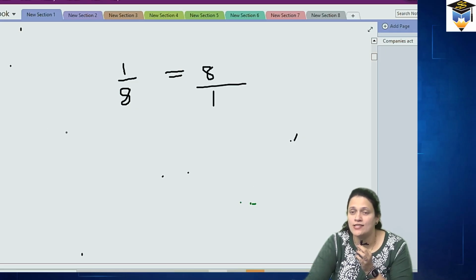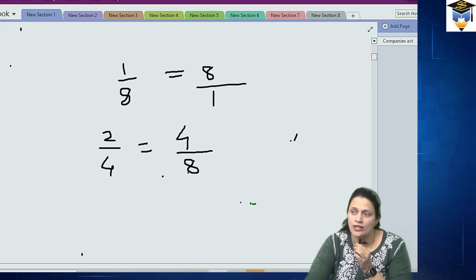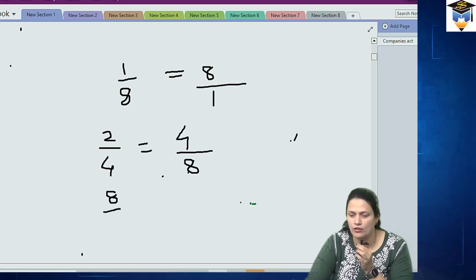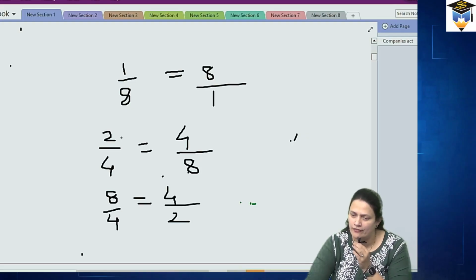Then there is a concept called alternando. Let's say 2 upon 4 is equal to 4 upon 8. So in alternando what you can do is, you can interchange these two values. So how am I going to write it? 8 upon 4 is equal to 4 upon 2. Have you understood what I did? I have altered these two values. So that is alternando.